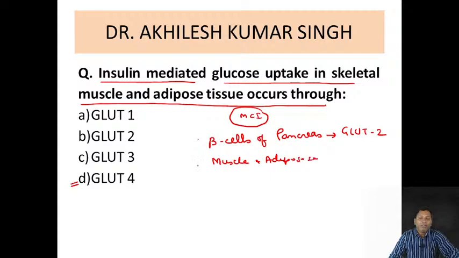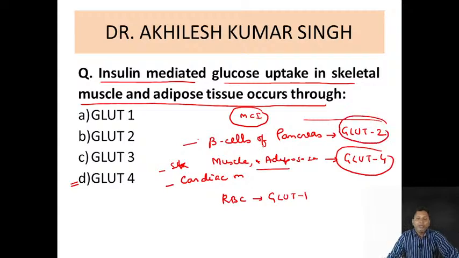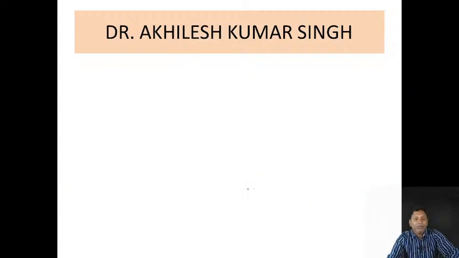The skeletal muscle, the cardiac muscle, right, and the adipose tissue have GLUT4. So these two are very frequently asked in the exam. And also remember one thing here, the RBC has GLUT1, right? So remember, these are frequently asked in the exam. GLUT4 is present on the muscle and the adipose tissue, GLUT2 is present on the beta cells of the pancreas, and RBC has GLUT1, right? Now let us look at another question here.